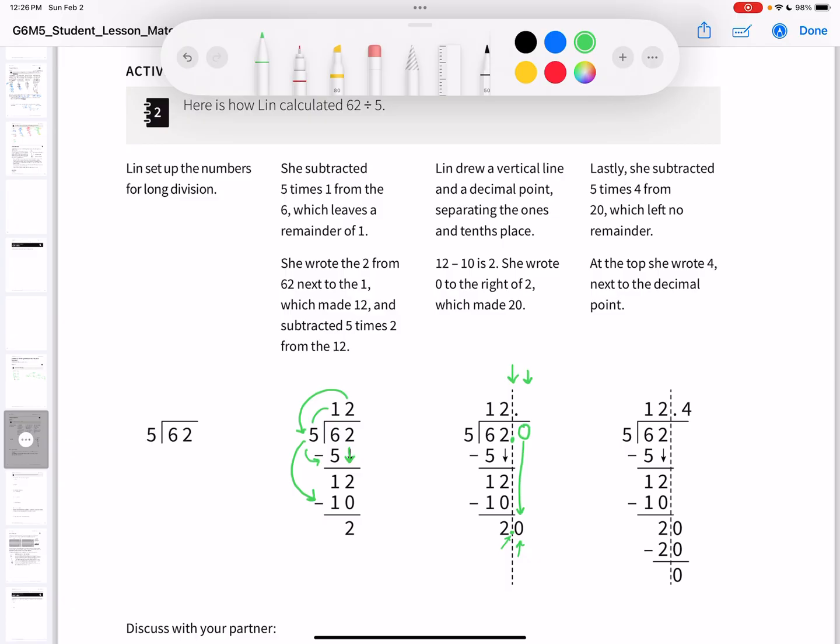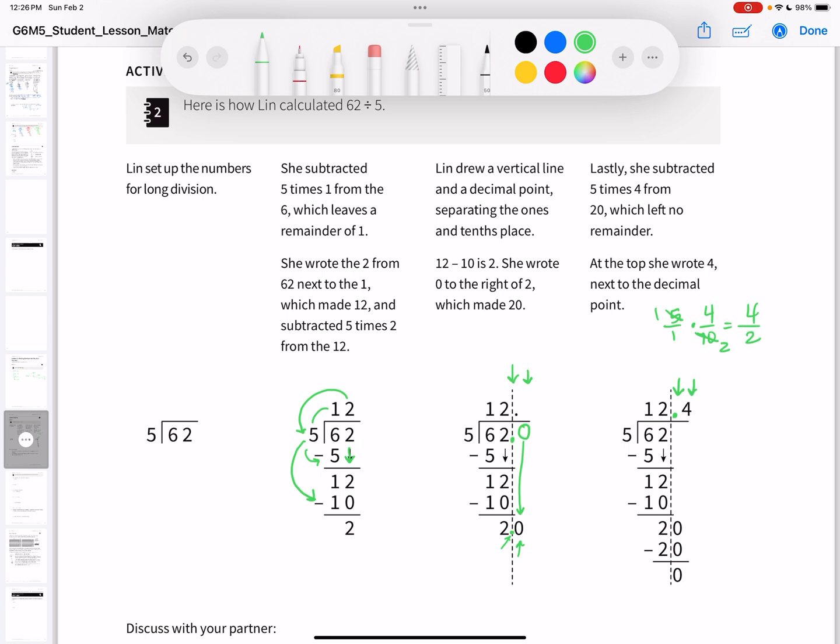So here we go. Lastly, she subtracted 5 times 4 from 20, which left no remainder. At the top, she wrote 4 next to the decimal point. So you can see here, she has the decimal point, and then she has the 4/10ths, because 5 times 4/10ths gets you 2. 5 over 1 times 4/10ths gets you, well, 5 goes into 5 once, 5 goes into 10 twice. So that would get you 4 over 2.